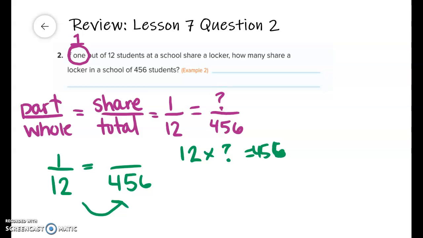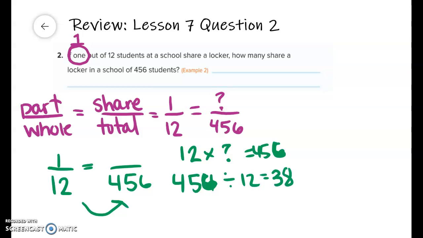456? Sorry, not 55. So the way that I do that is I take 456, 6, not 4, 6, and I divide that by 12. So you can do that by hand if you're looking for a little bit of division practice. I'm going to use my calculator. So 456 divided by 12 is 38.